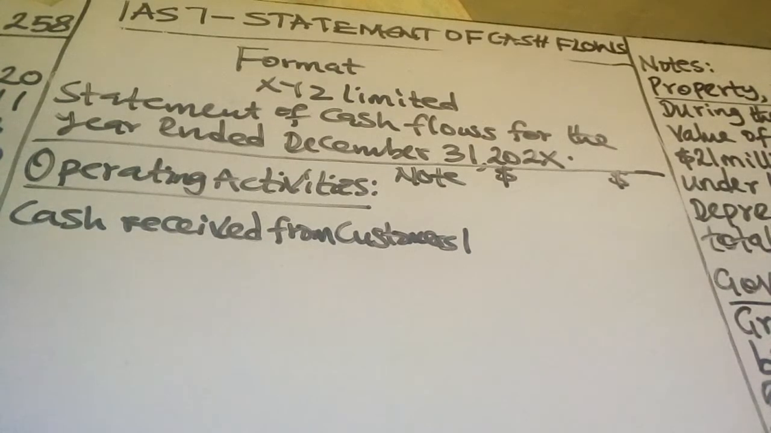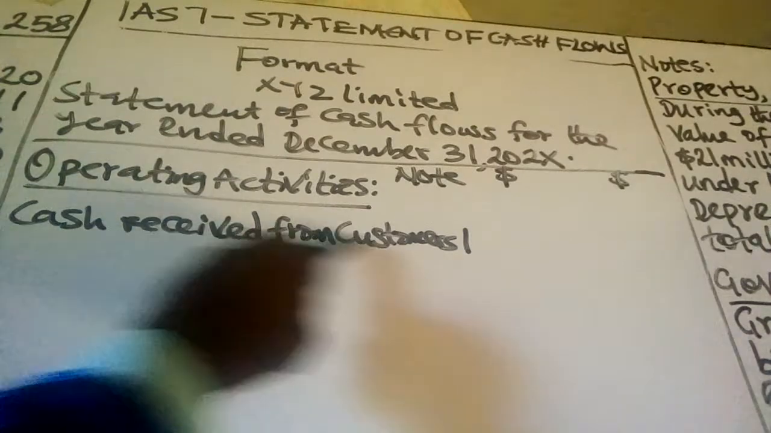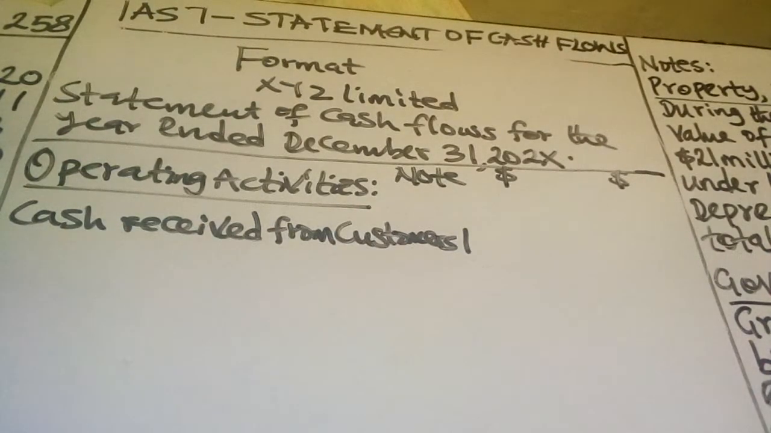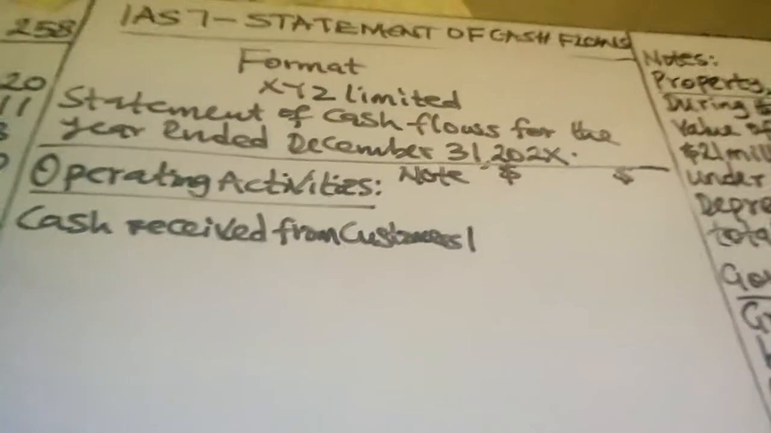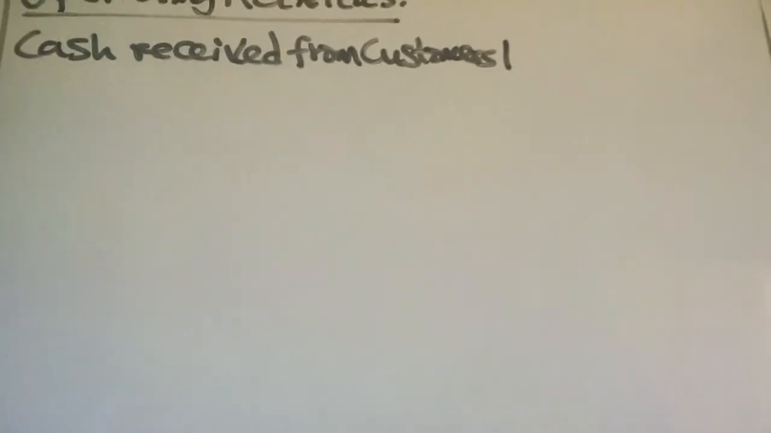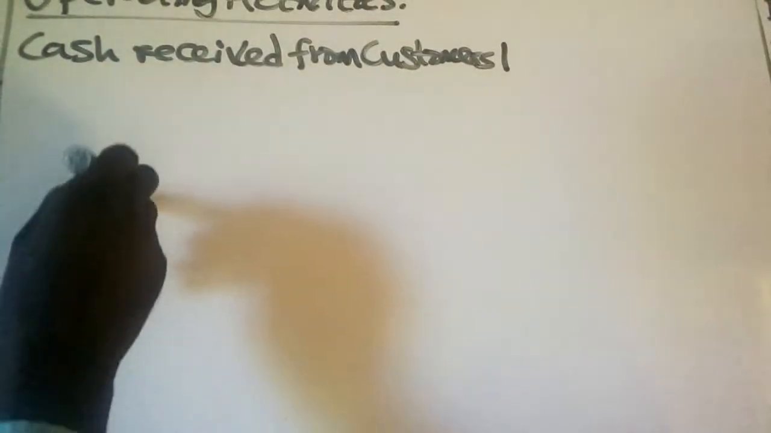Remember, I've told you that the minimum requirements for the preparation of statement of cash flows are one statement of profit or loss and other comprehensive income, two statements of financial position, and three notes to the financial statements. You receive cash from customers when you sell goods. That means the amount you receive from customers is your focus here. What are the transactions that have to do with customers that will be found in the financial statements? Number one, you might have receivables.